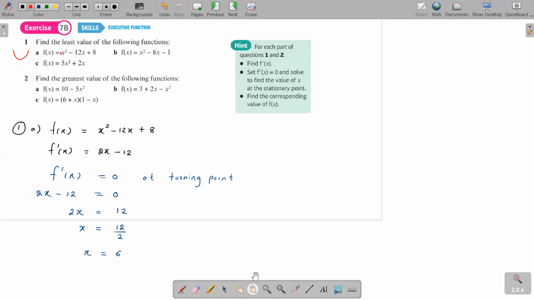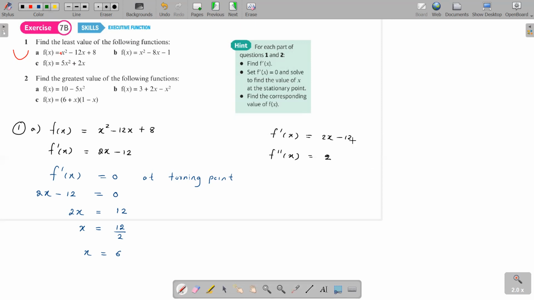Since I want you to get familiar with the second derivative also, shall we use it? We know f dash x is 2x minus 12, so for f double dash x, differentiate 2x minus 12 again. What do you get? You get simply 2, and there's no place to substitute the x value.